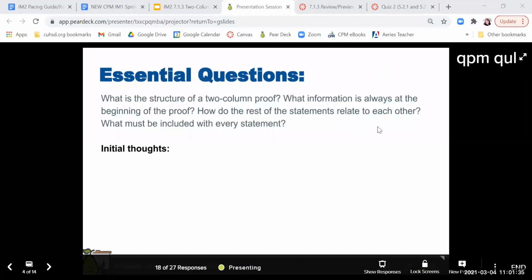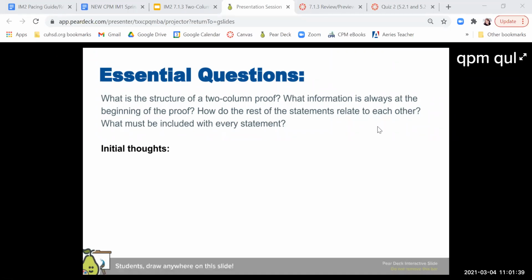So some people have responded with ideas that are right on. The structure of a two-column proof is like a list with two columns, and the column on the left represents the statements or things we know to be true. The column on the right represents the reasons why we know they're true. So the information that's always at the beginning of a proof is the given information. What do we have that we start with? What is our given? And then we go from there.